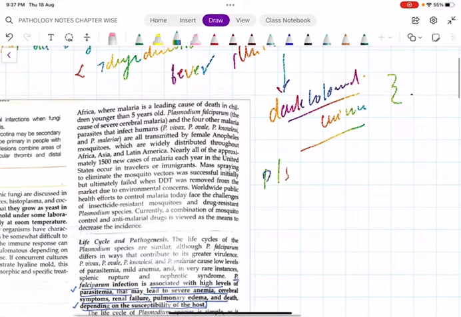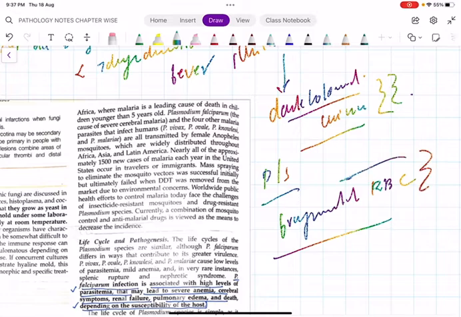On peripheral smear, you got fragmented RBCs. Okay, as of now, you may not be able to correlate these two things, that we will see in hematology.